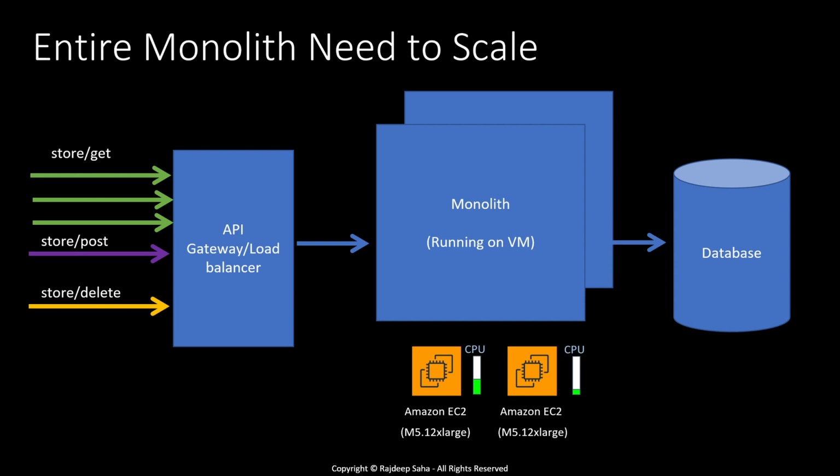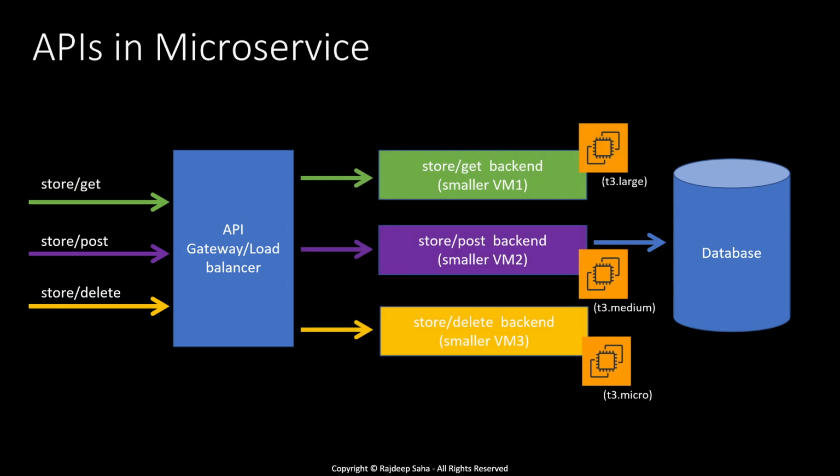So how would it look with a microservice? With a microservice, all three components, store/get, store/post, and store/delete, have different code bases. And on the back end, you can see they are running on different virtual machines. Depending on the type of the API, you can control the memory and CPU of the EC2. In this case, store/get backend is running on a T3.large, store/post backend is running on a T3.medium, and store/delete backend is running on a T3.micro.